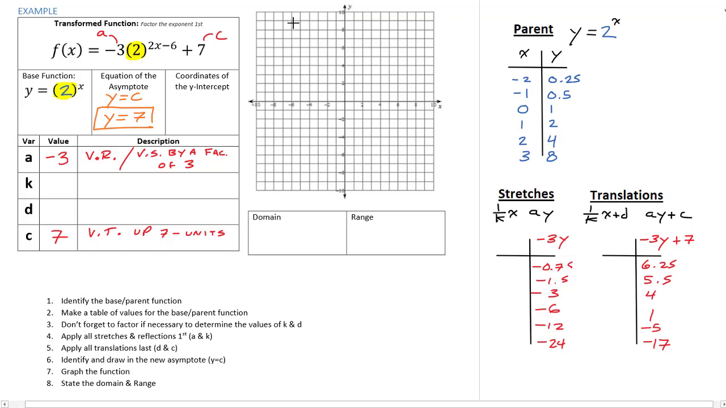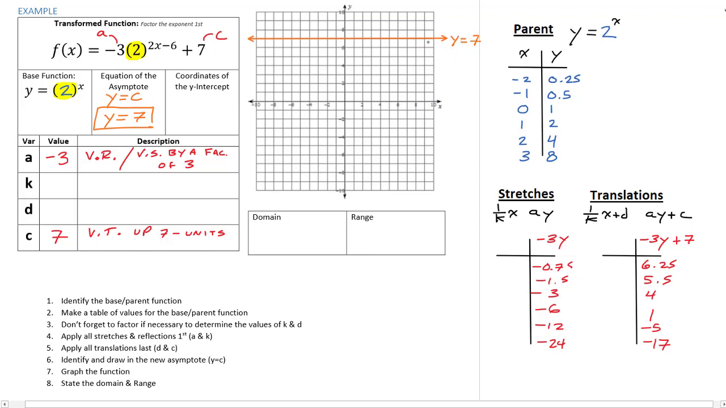So draw that line in. That's the line that your graph will not touch. It can't cross it. It can't touch it, right? It's going to get infinitely closer to it as the numbers get smaller and smaller and smaller. So there it is. Make sure you draw that line. Make sure you have arrows on it. Make sure it goes right through the graph. And it's y equals 7.